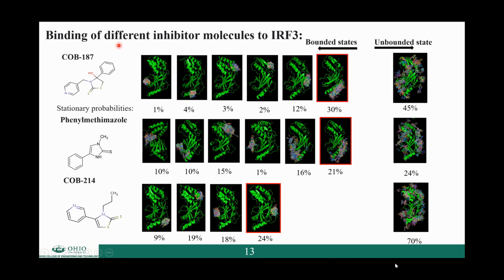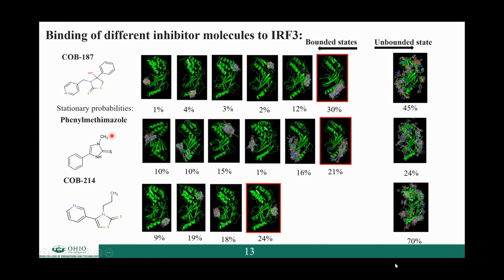Now that we showed that the Markov state model works for binding prediction, we tried 3 different molecules, COP187, phenylmetimazole, and COP214, for binding to IRF3. As you can see, we didn't observe much good binding between any of these molecules and the IRF3 protein, and most of the population belongs to the unbound state that you can see on the right-hand side.